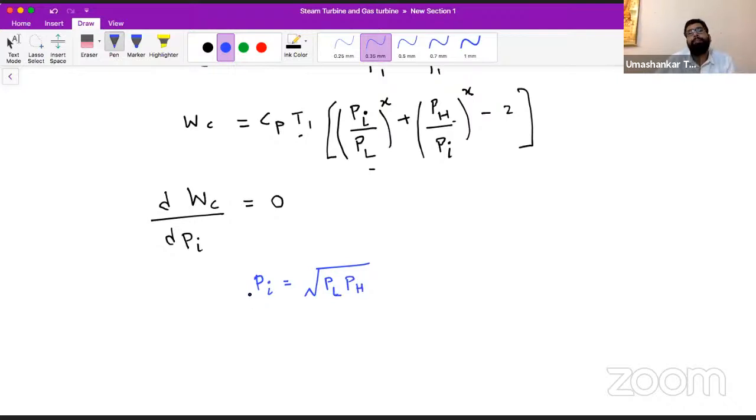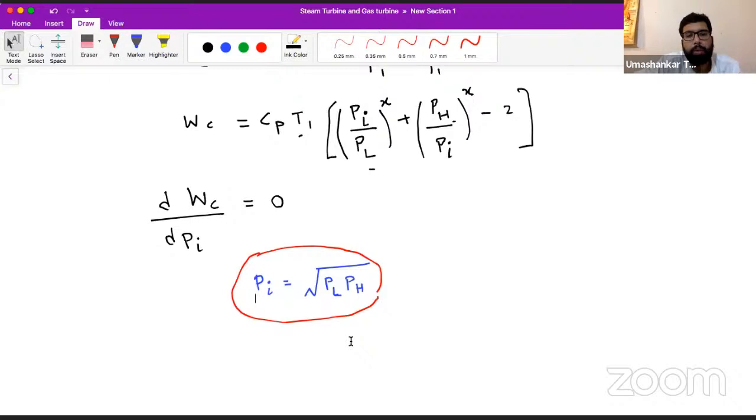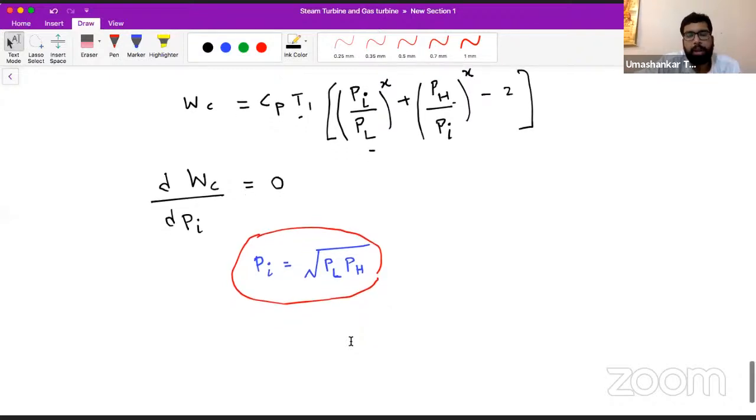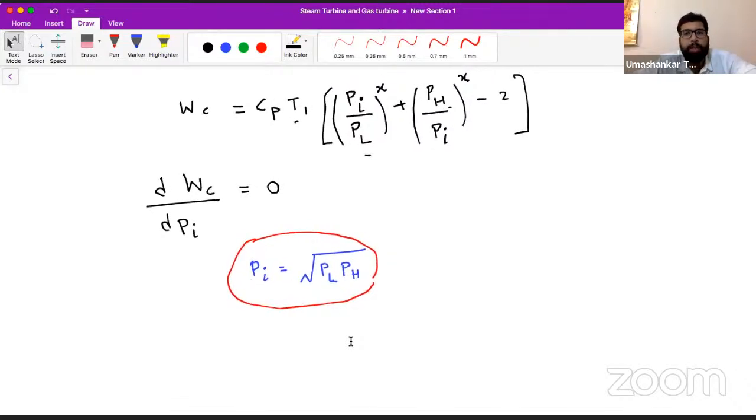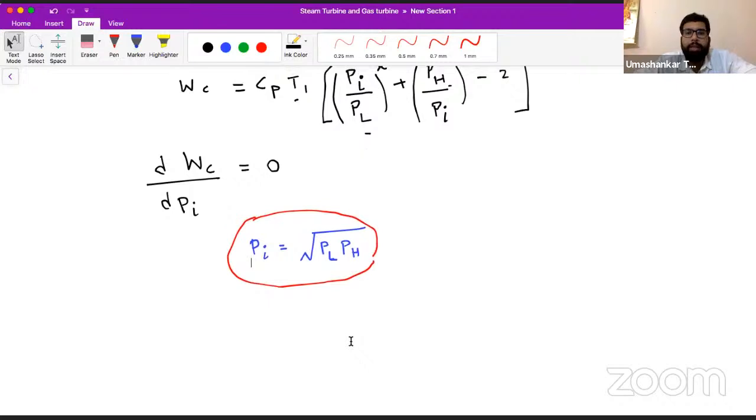So what is the understanding we obtain from here? That if we require perfect intercooling, or if we require the minimum work consumption in the compressor, or we want to maximize the net work in the intercooling cycle, we must use the intermediate pressure by this relation: under root PL PH.